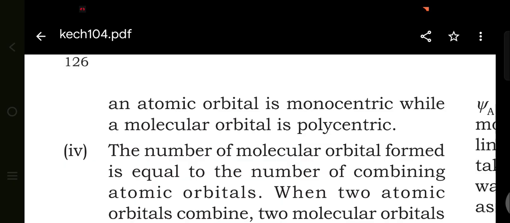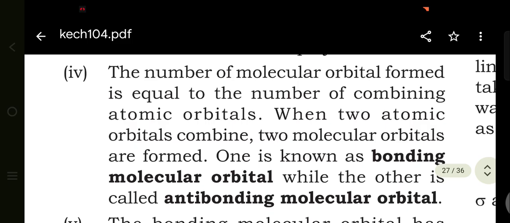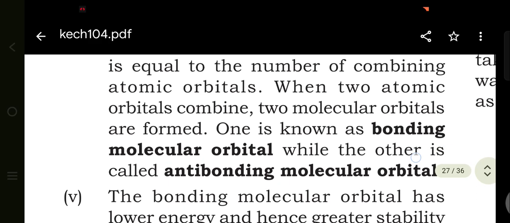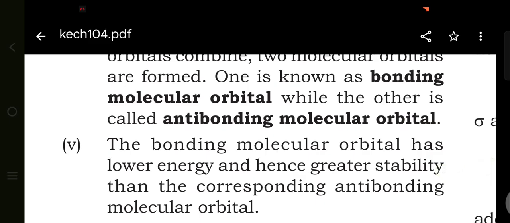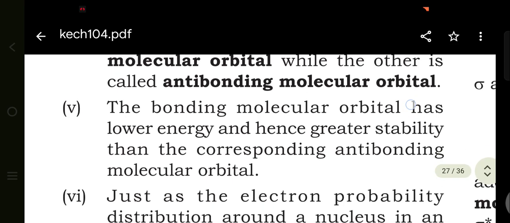The number of molecular orbitals formed is equal to the number of combining atomic orbitals. When 2 atomic orbitals combine, 2 molecular orbitals are formed. One is known as the bonding molecular orbital, while the other is known as the antibonding molecular orbital. The bonding molecular orbital has lower energy and hence greater stability than the corresponding antibonding molecular orbital.